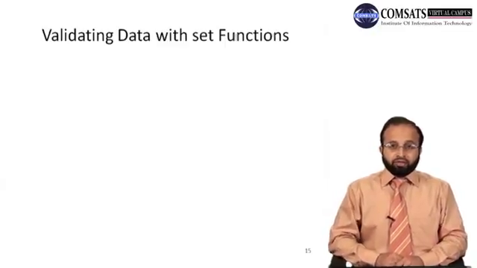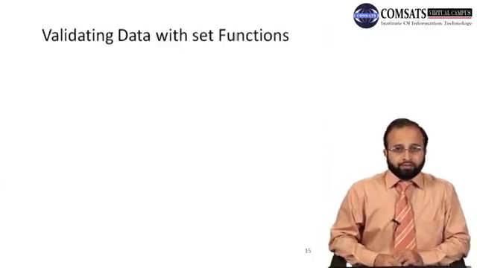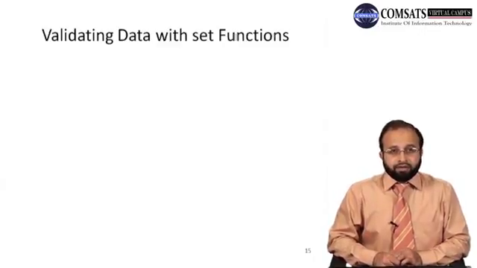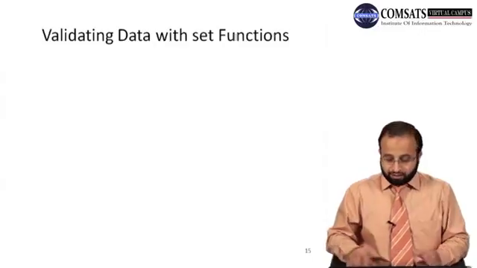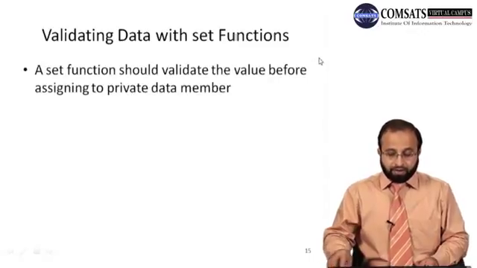we have feet and inches. As you never heard, a distance is -3 feet and 2 inches. It's an invalid distance, right? Similarly, we cannot have a distance of 5 feet and -8 inches. No, that's not a valid distance. So what we can do is validate such things in the program. A set function should validate the value before assigning it to the private data member of the class.